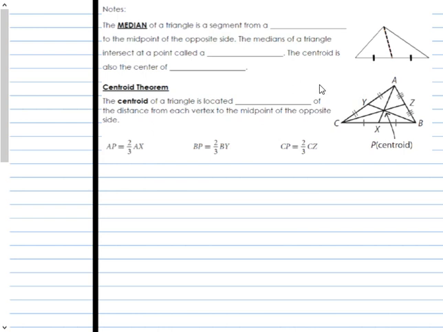The median, think about the median in a road, the middle. The median of a triangle is a segment from a vertex to the midpoint of the opposite side. So it goes from the vertex, from a point, to the midpoint, or the middle of the opposite side. The medians of a triangle intersect at a point called a centroid. So every triangle has 3 medians, and where those medians meet is called a centroid. And the centroid is also called the center of gravity.